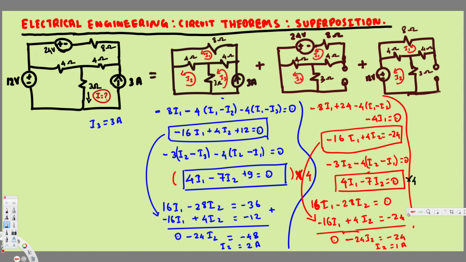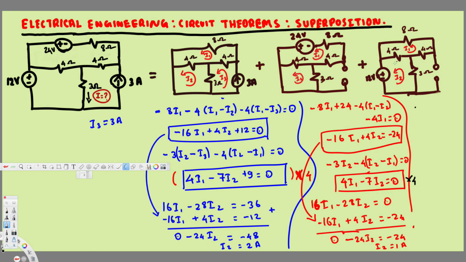Now let's look at the third circuit. Third circuit, we have this one right here. Now let's start with I1. I take this one outside so you can see. Okay, let's start with the I1, let's start with this 8 ohm.